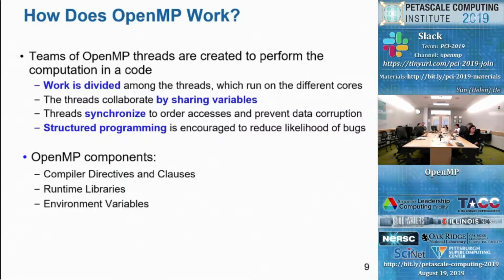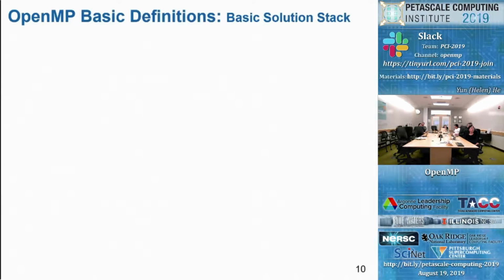There's also structured programming, which means that you are getting into and out of the parallel region with structured code. Do not randomly jump into a parallel region or get out of the region. The few components of OpenMP that you need to work with are the compiler directives and clauses, and then the runtime libraries and environment variables. I'll cover those in more detail later.